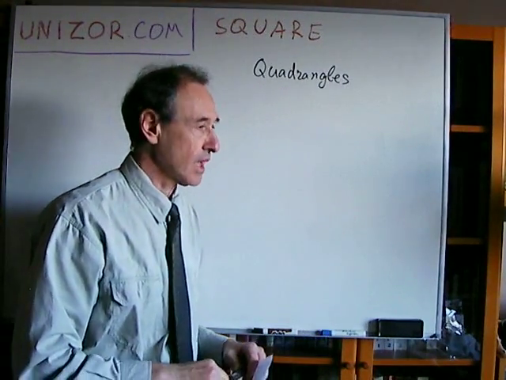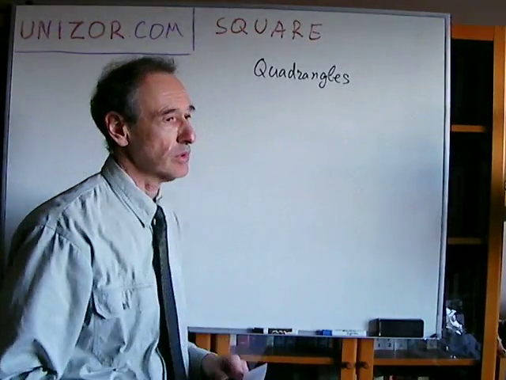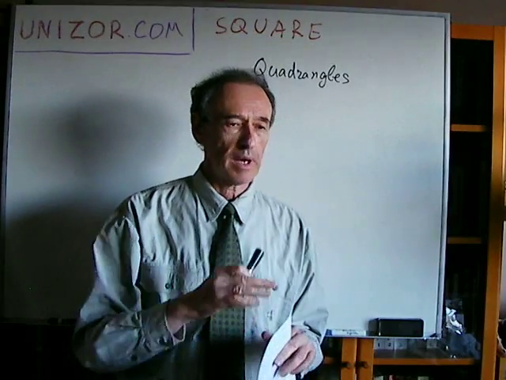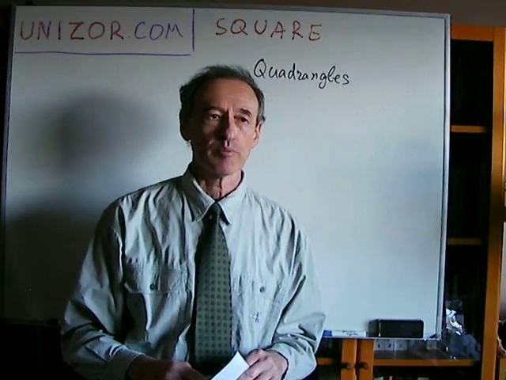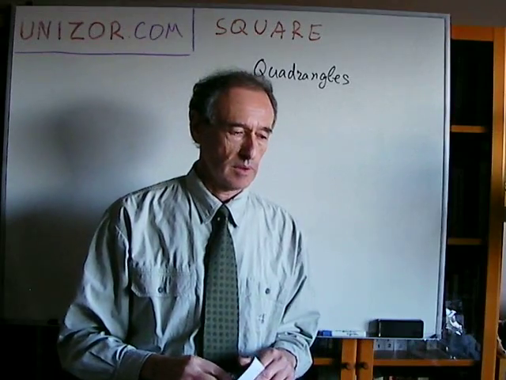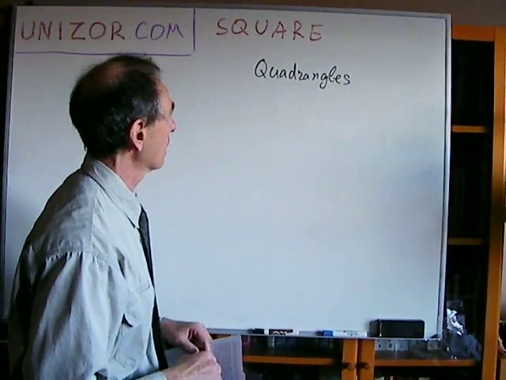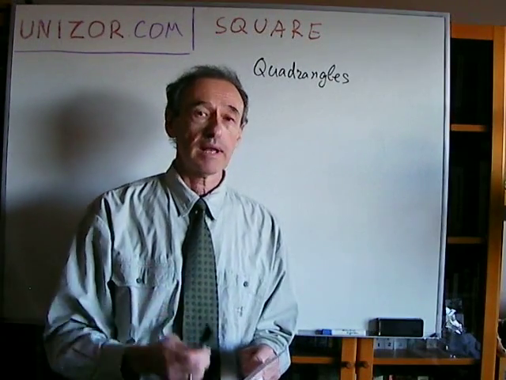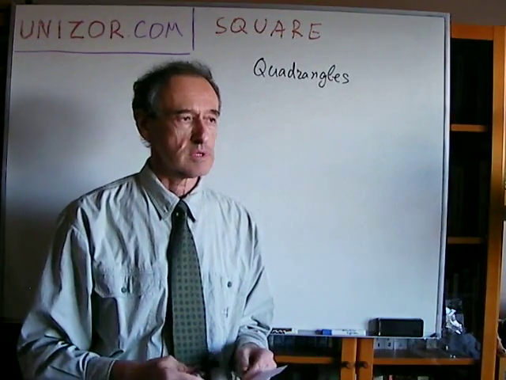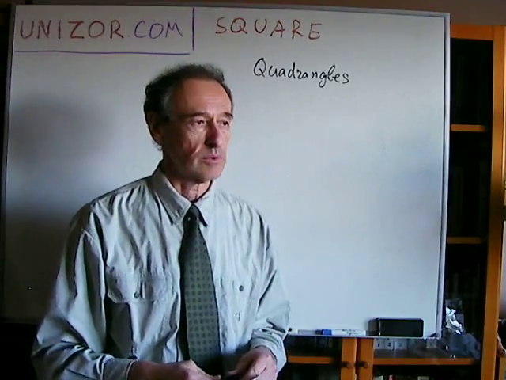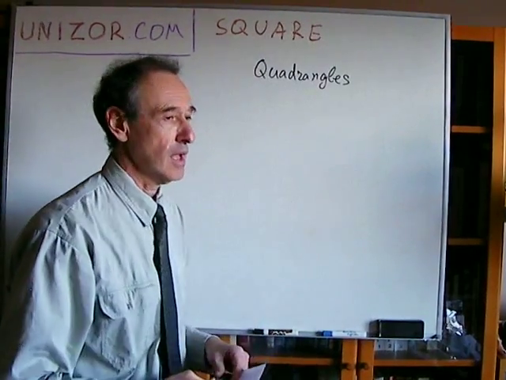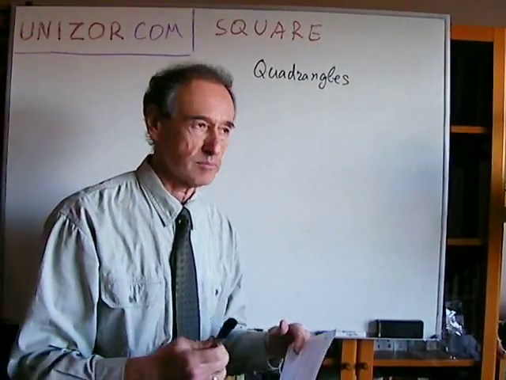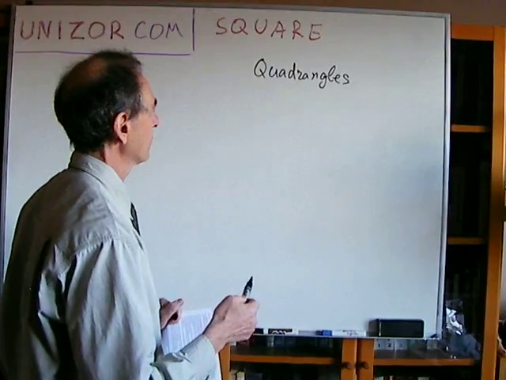I'll talk today about squares, but before doing the squares, I would like to talk about the hierarchy of certain geometrical objects which I have addressed so far within the area of quadrangles. We have talked about parallelograms, rhombuses, and rectangles, so now it's the square's turn. But what's the relationship between them? Okay, so let's talk about the relationship.